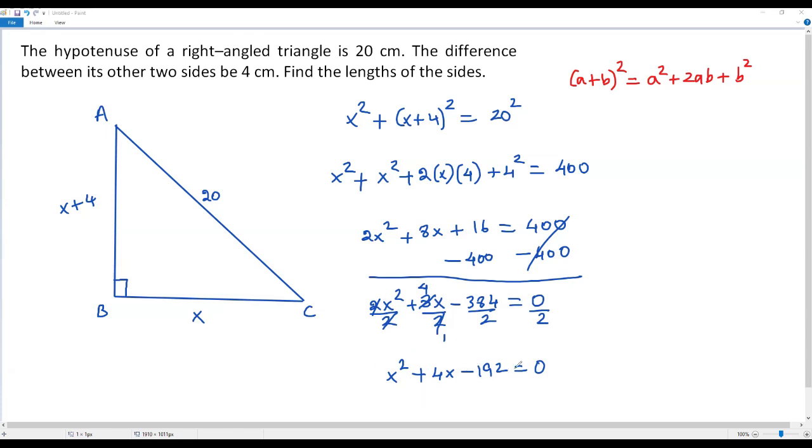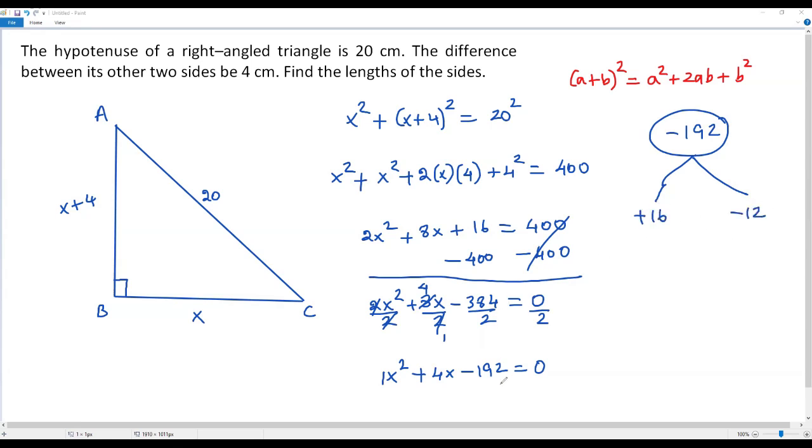I think we can try to solve this quadratic equation by factoring. For that, we have to multiply the constant term negative 192 by the coefficient of x square. In this case, it's just 1. When I multiply this negative 192 by the coefficient of x square 1, I'm still getting negative 192. Now I have to get two factors for this negative 192, so that the sum of the two factors must be equal to the coefficient of x, that is positive 4. I think positive 16 and negative 12 will work.